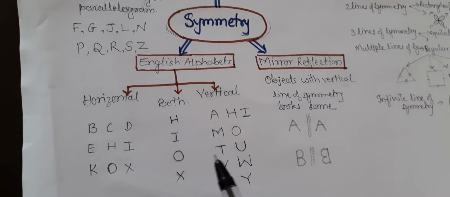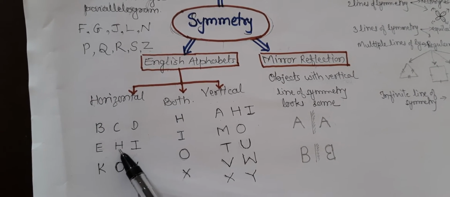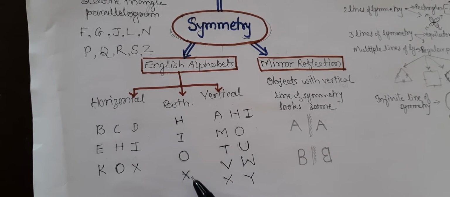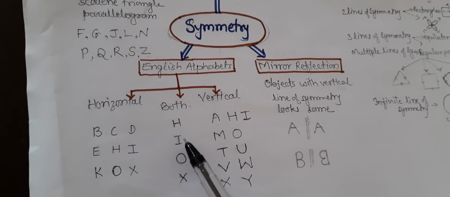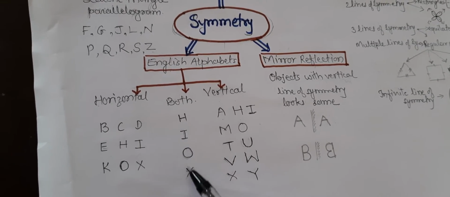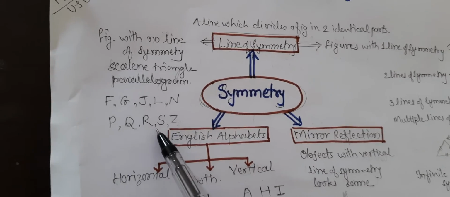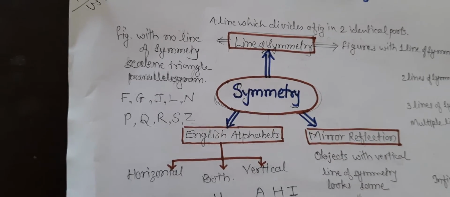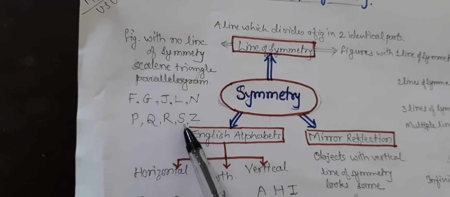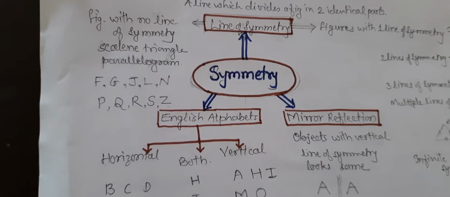of symmetry. Some of the alphabets will have both lines of symmetry. For example, H we have written here, and H we have written here also. So the letters with both lines of symmetry are H, I, O, X. And some of the alphabets, as we have already seen, will not have any line of symmetry. For example, F, G, J, L, N, P, Q, R, S, Z. These are the alphabets which have no line of symmetry.